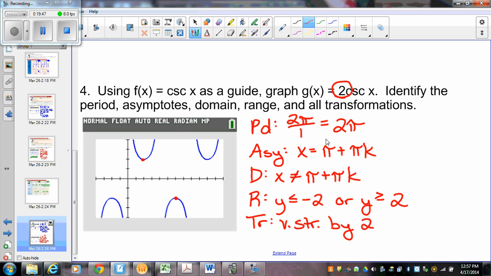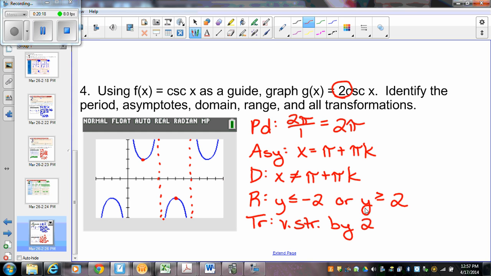But everything else in terms of our period, our asymptotes, and our domain stayed exactly the same. So your period is still 2 pi before you see a full up and a full down curve. We would get all the way over here to 2 pi before that happens, and then your asymptote occurs halfway between those, so your first asymptote occurs at pi. The next one occurs after another pi units. So x equals pi plus pi k, which makes your domain x cannot equal pi plus pi k.